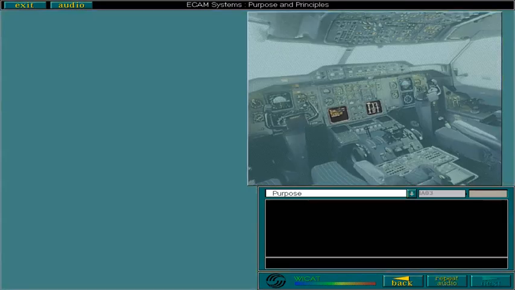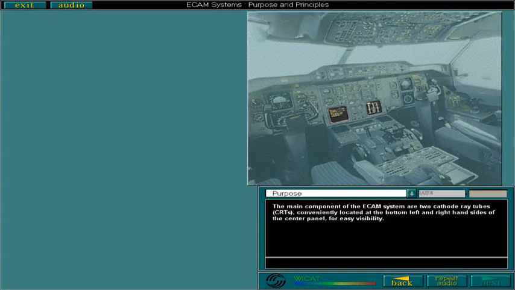The main components of the ECAM system are two cathode ray tubes, CRTs, conveniently located at the bottom left and right-hand sides of the center panel for easy visibility. They provide the crew with only the most essential information they require throughout the flight.